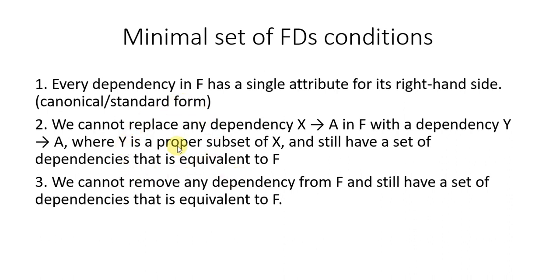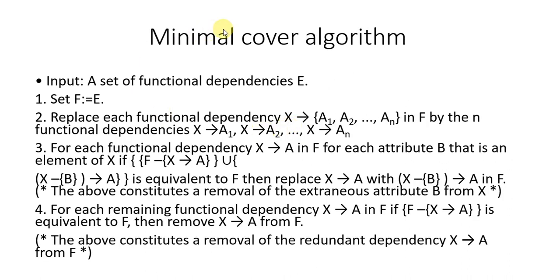So we have three conditions. The first is that it should be in standard form, the second is that it should not have any extraneous attributes, and the third is that it should eliminate redundancy. And this is the minimal cover algorithm. The input is a set of functional dependencies E. The first step is to set F equal to E, so the set of functional dependencies we can call F. The next step is to replace each functional dependency X to A1, A2, and so on up to An, where the right hand side contains n attributes.